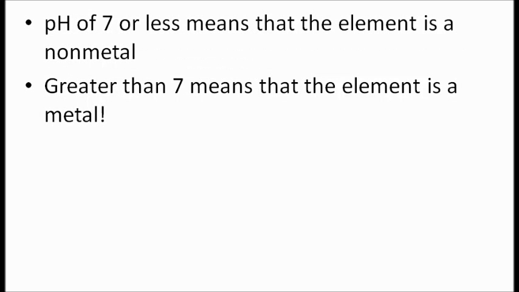Just remember that a pH of 7 or less means that the element is a nonmetal. Greater than 7 means that the element is a metal. This is a handy way of verifying whether or not an element is a metal or nonmetal.